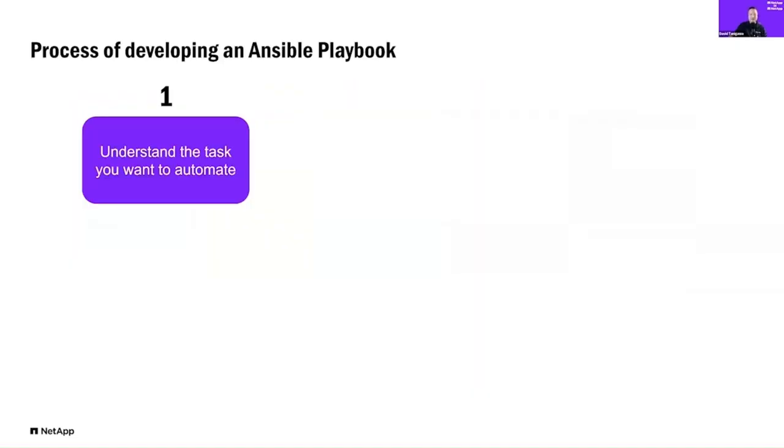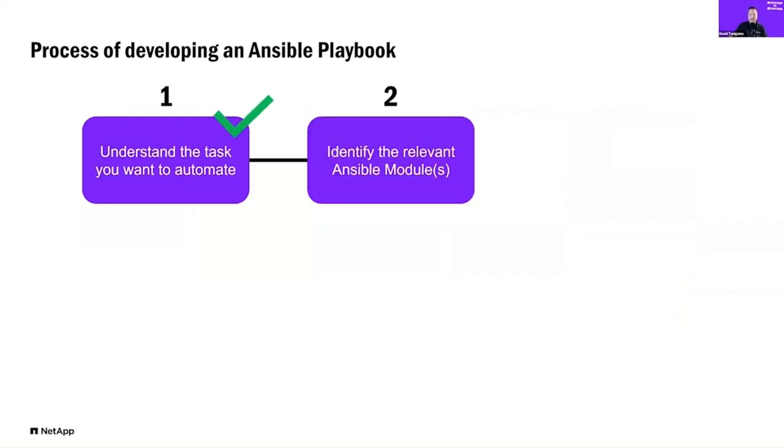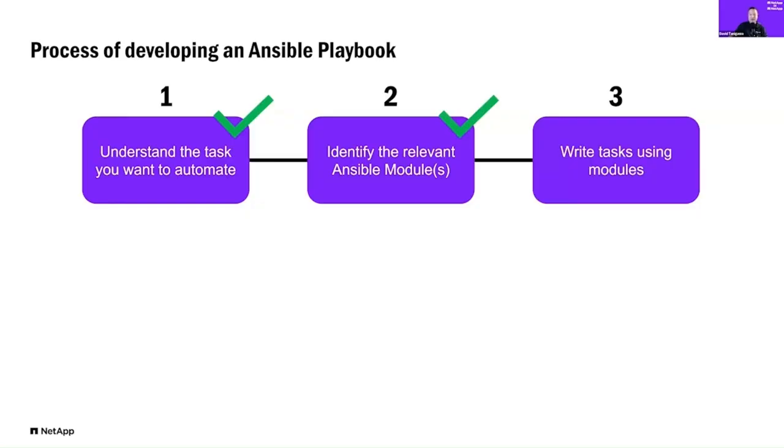So when we look at the general process of developing an Ansible playbook, the first step is to really understand the task that we want to automate. What components or services are we trying to address? What actions do we want to perform on those things? Next, we want to look at the Ansible modules that correspond to those items and how we can incorporate those for using Ansible. For the third item, we're going to write the tasks using the modules. Each task corresponds to an Ansible module.